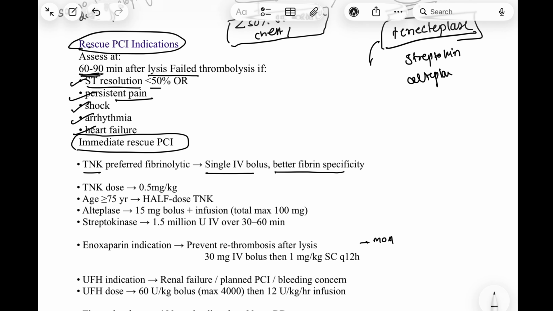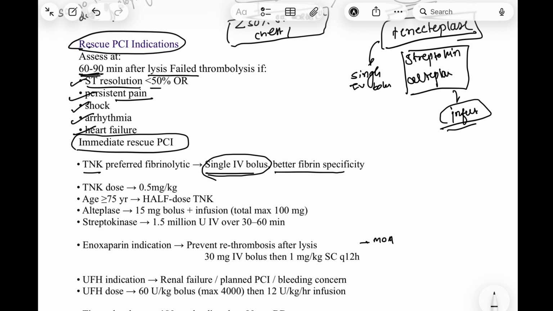Now, what is the advantage of tenecteplase? Tenecteplase is a single IV bolus, right? Compared to streptokinase and alteplase, those agents have to be administered with an infusion pump and it will take time, and there is an increased risk of bleeding as well. So tenecteplase is a single IV bolus dose and it has better fibrin specificity.